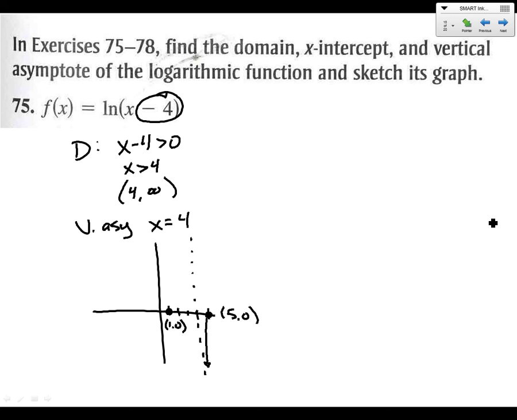And from that, we can graph our, or do the sketch of our graph. Should look like that.